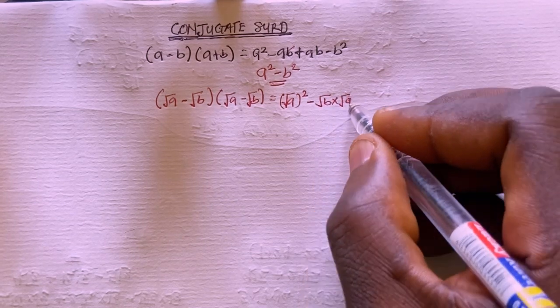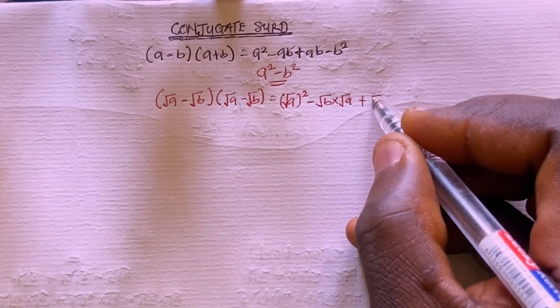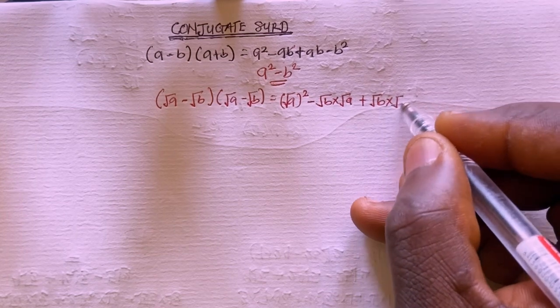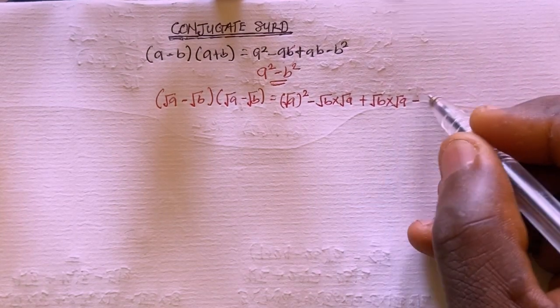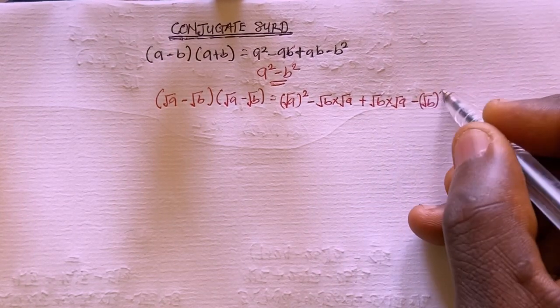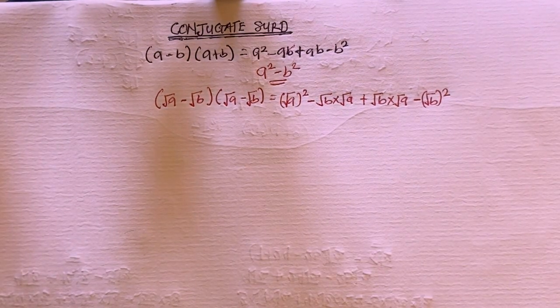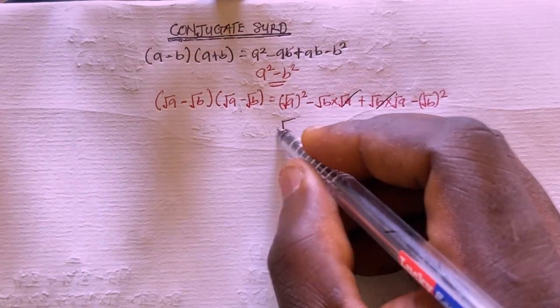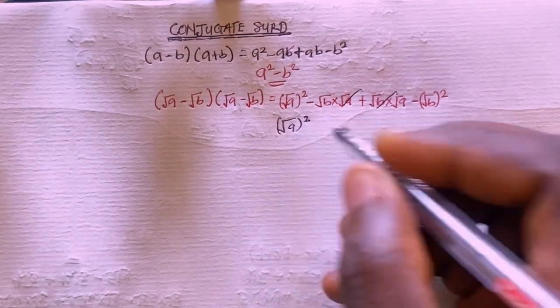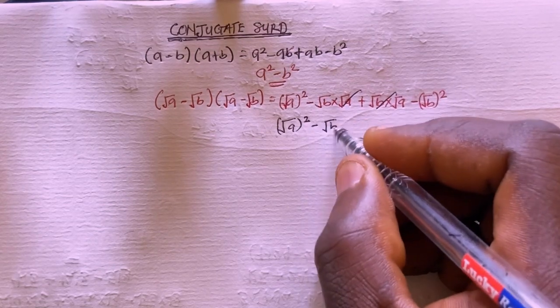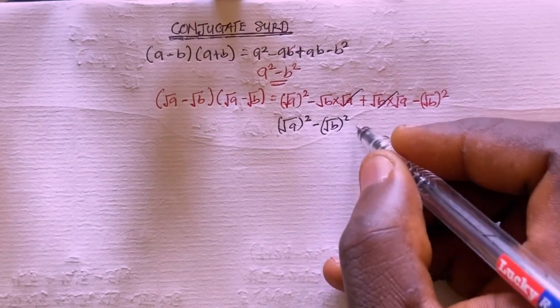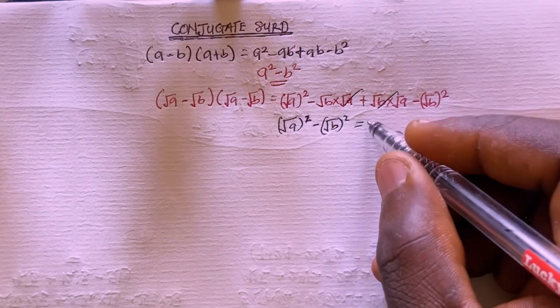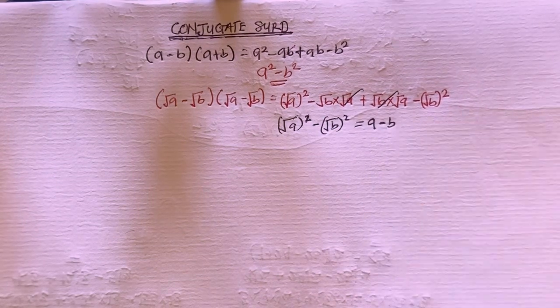Then followed by plus root of b multiplied by root of a, then followed by minus root of b all squared. So if you choose to simplify this expression further, this is going to cancel this, then you're having root of a all squared, then minus root of b all squared, which can also be simplified to a minus b.